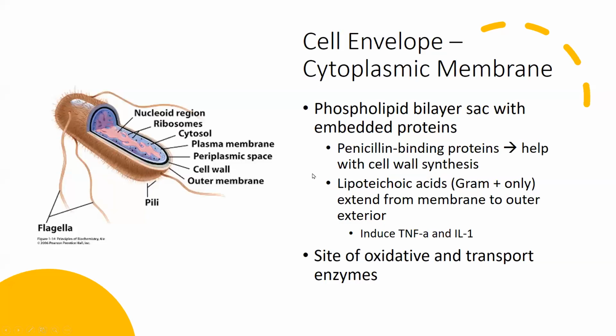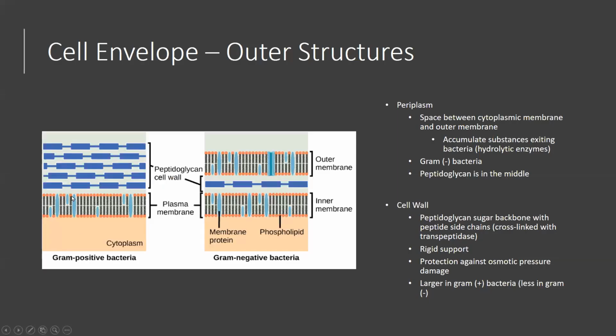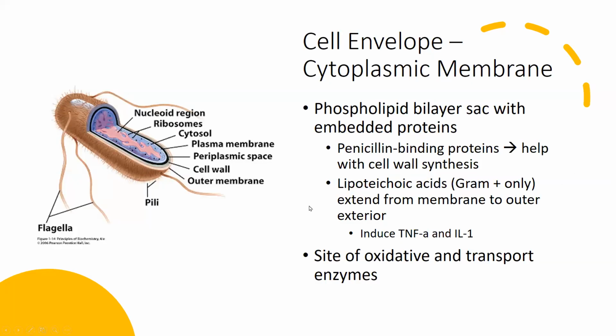And then on the innermost membrane, we have a cell envelope or a cytoplasmic membrane, just a normal phospholipid bilayer sac that has embedded proteins. This is where you could find penicillin binding proteins. This is where you could find, in gram-positives, lipoteichoic acids, which extend from this membrane to the outer exterior. So they'll extend from here all the way out through the peptidoglycan cell wall. These can induce tumor necrosis factor alpha and IL-1. And this is also the site of oxidative and transport enzymes.